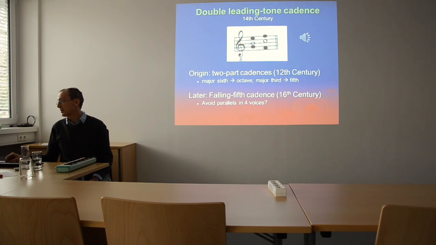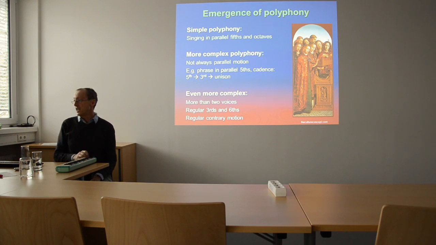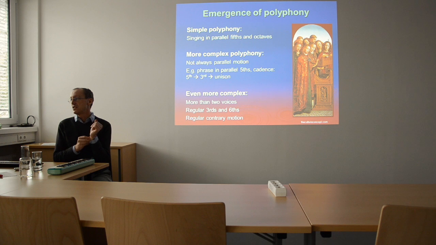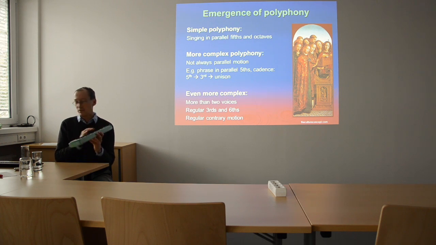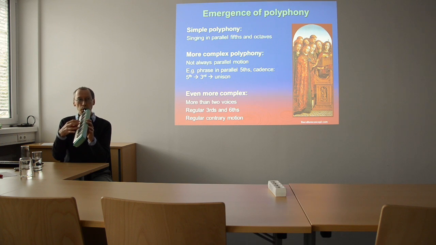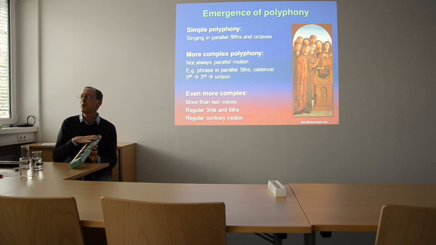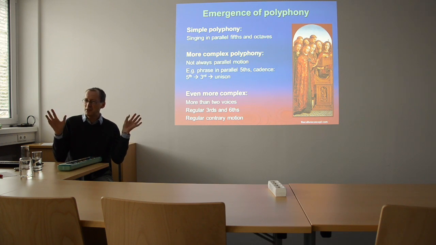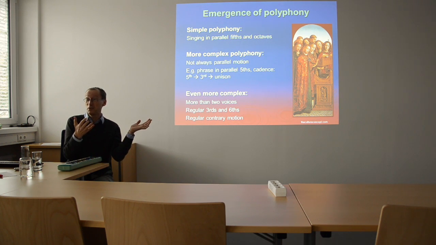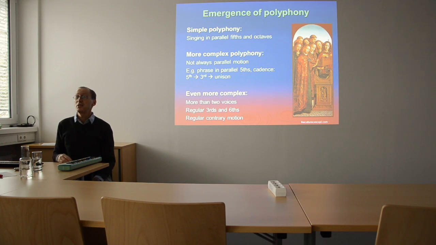So what actually happened in the history of Western music is that polyphony gradually emerged. And so people started singing in parallel fifths, which sounds like this. Which sounds very medieval. It sounds like a medieval cliche that you would use in a Hollywood movie, right? This kind of singing was happening for several centuries before the Notre Dame piece we looked at.